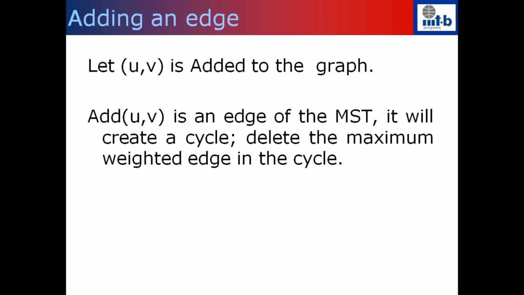So now if you want to update your minimum spanning tree, in this cycle, delete an edge with the maximum weight. This is called the maximum weighted edge in this cycle created by adding this edge. How do we find the maximum weighted edge in the cycle? This can be done by applying BFS from the vertex U.